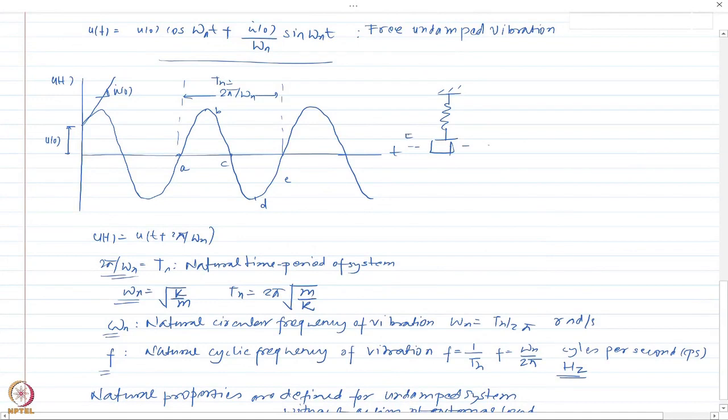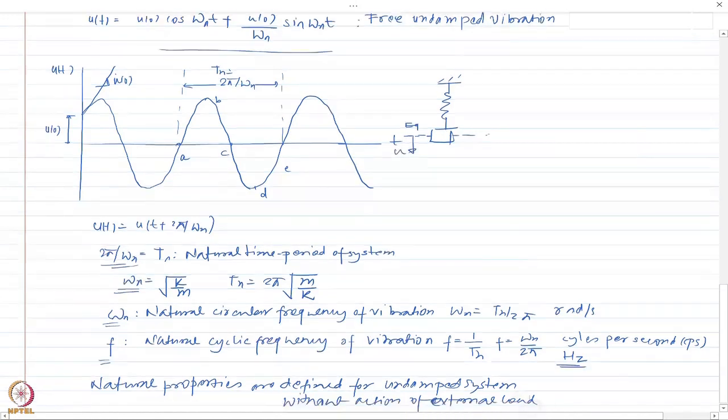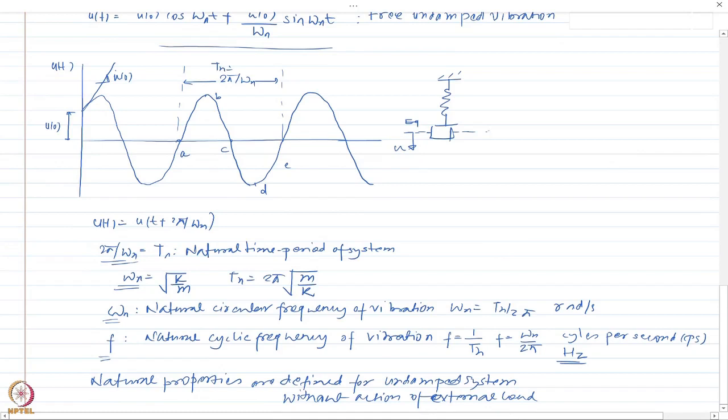So the initial position was equilibrium, and then we either impart an initial displacement or initial velocity, or a combination of both. If I am measuring u from the equilibrium, it starts from a value of u equal to whatever is initially provided. That would be case A here.